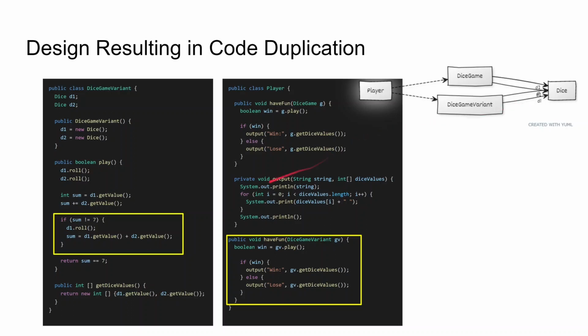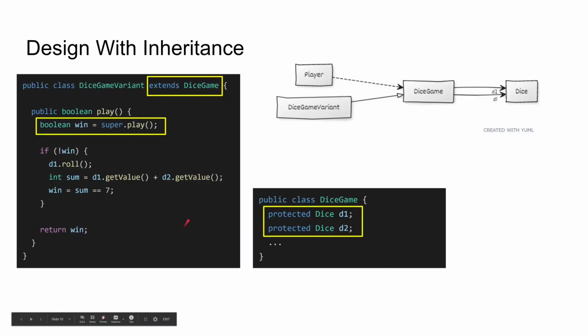And looking at the code, we can see that we have duplication in the player. It does exactly the same thing with the two types of dice game that we have here. And also in the dice game variant, it very much looks like 75% of the code is just copied from dice game. So instead of doing this type of design, we use inheritance. And we simply let the dice game variant be a more special type of dice game.